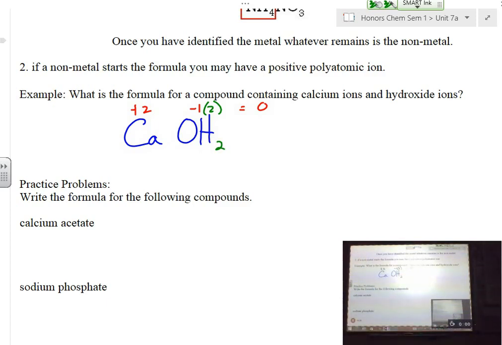Good. So if I just put a 2 there, that only does it for the hydrogen. So what I need to do is wrap this. Anytime you need to represent more than one polyatomic, you need to wrap the entire thing in parentheses, then put the subscript on. Now, with hydroxide, it's going to be a little harder for you to remember that because you're going to say to yourself, well, that looks all right.